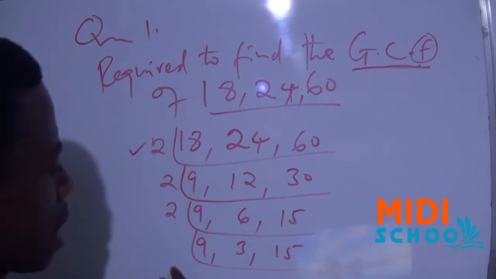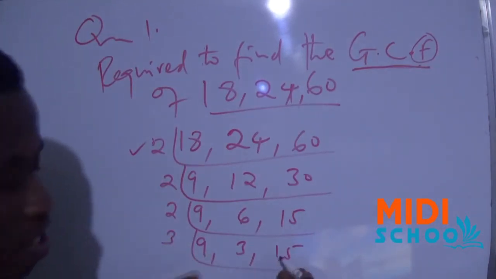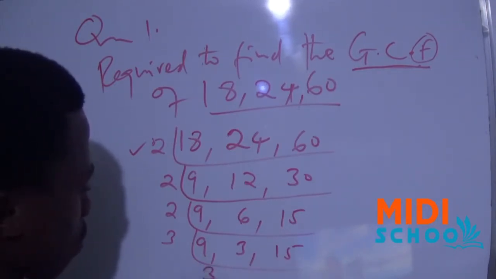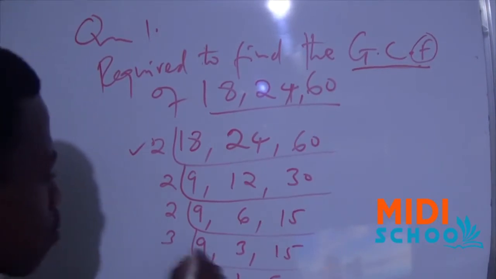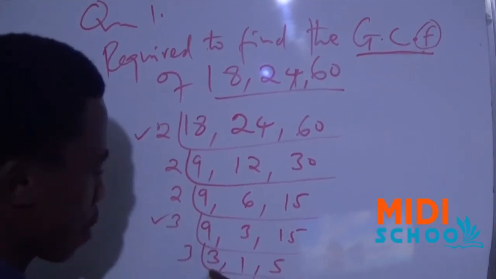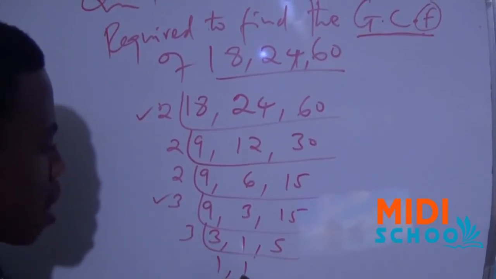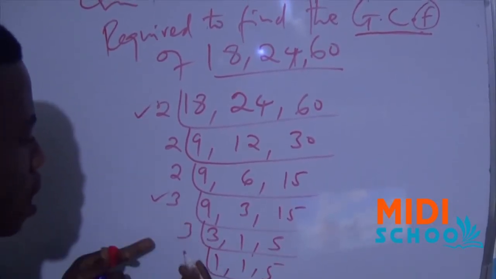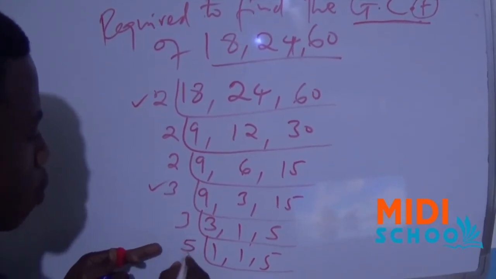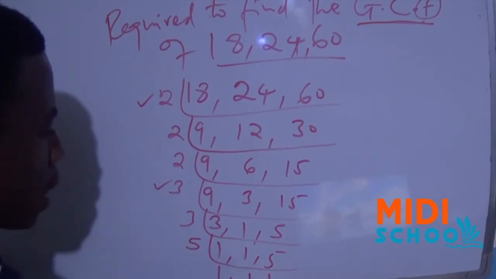But again, now we can divide by 3, because 2 cannot divide any number among these. So by 3 we get 3, here 1, and here 5. Again by 3, 3 has divided all, so we tick it, and we divide again by 3. We obtain 1, 1, and 5. So we don't have any number which can also be divided by 3. So we shift to 5, and we end with 1, 1, and 1.